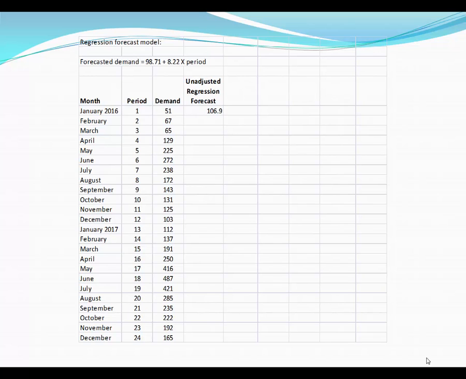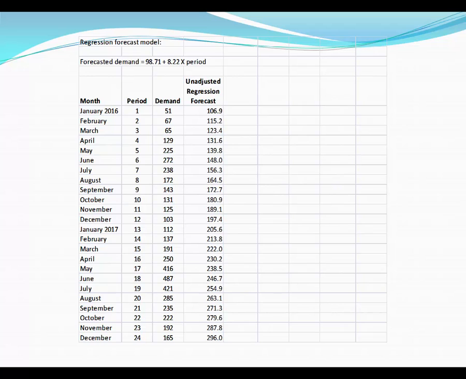Using that forecast model, let's show how we would develop a forecast that fits the past data. If we are forecasting for January 2016, we would put 1 in for the period. We'd multiply that by 8.22, add that to 98.71, and come up with an unadjusted regression forecast of 106.9. If we were to do that for the remainder of the 24 periods here, we get some unadjusted regression forecasts that look like this.